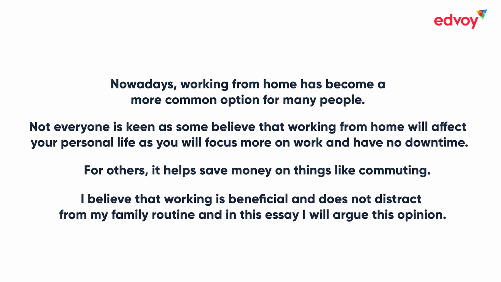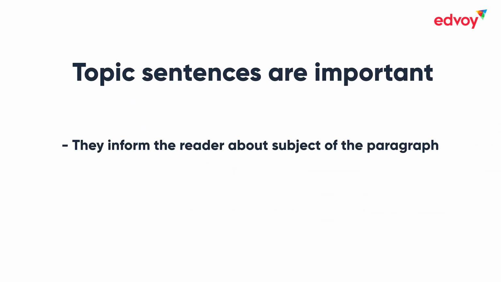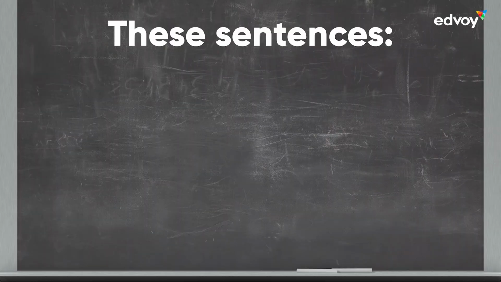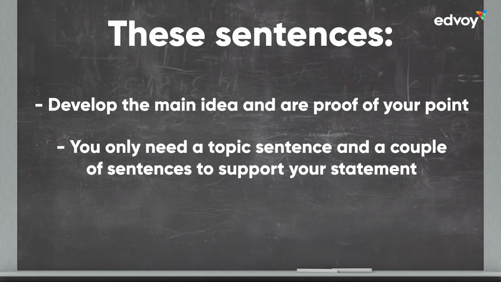Make sure your paragraphs start with topic sentences, and that each topic sentence is then followed by a couple of sentences supporting your opinion. Topic sentences are important, as they tell the reader what the subject of the paragraph is and what you'll be saying about it. You should then expand your topic sentence by including either an explanation, some evidence, an example, or maybe some experience if it's relevant. These sentences are important as they develop the main idea and are proof of the point you are making. You only need a topic sentence and a couple of sentences supporting your statement to have a paragraph.